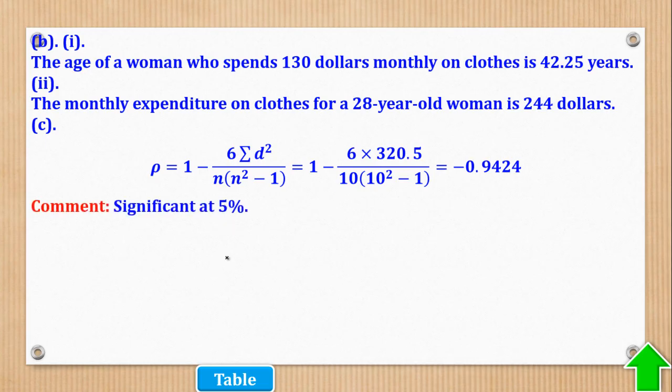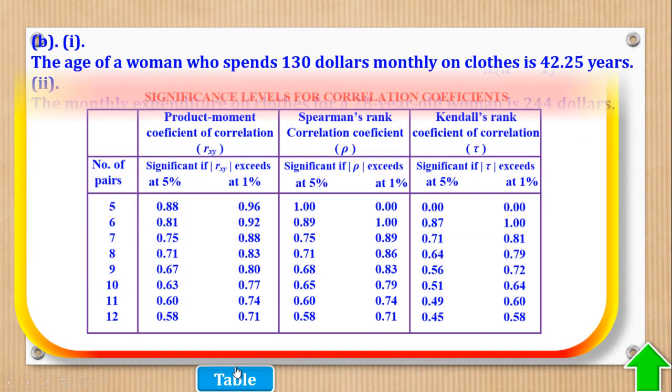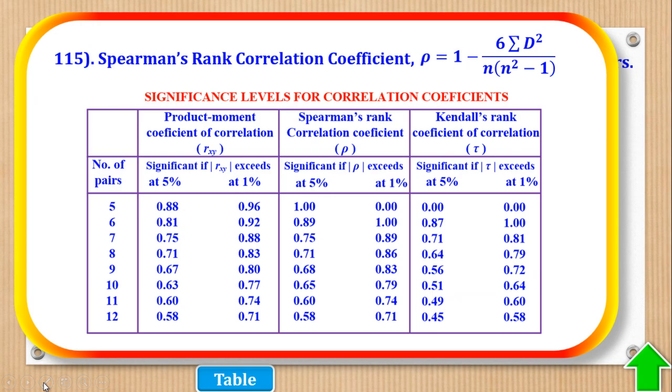Significant at 5%. Why do we say significant? We get the comment from the table. Remember there are 10 pairs and we're interested in Spearman, at 5%, which is 0.65. So that table value is what you compare with the calculated value, but remember it is magnitude. You see these 2 bars, the 2 bars mean magnitude.